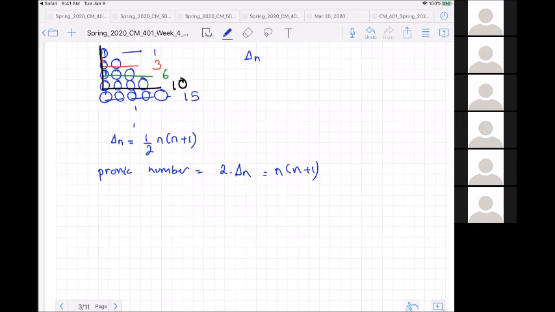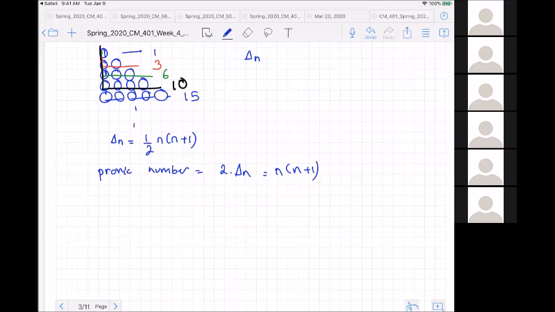Again, twice the triangular number is going to be the product of 2 consecutive integers. And we know that of 2 consecutive numbers, one of them has to be even, always divisible by 2, right? So therefore, the triangular numbers are always integers, right? I hope that makes sense.